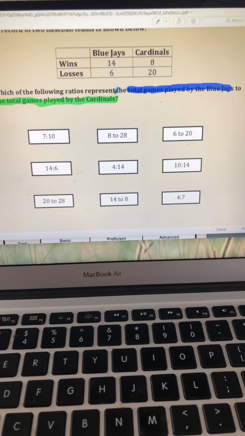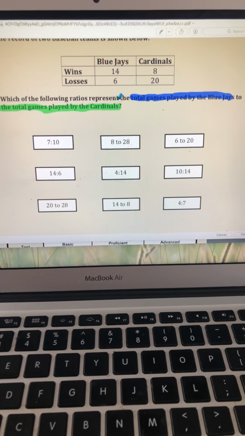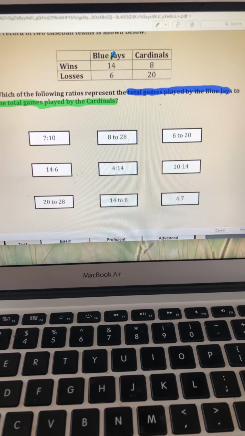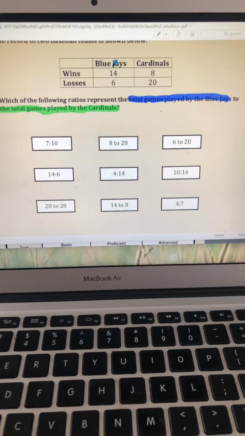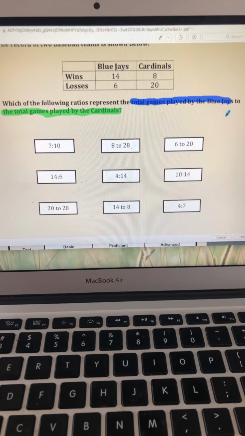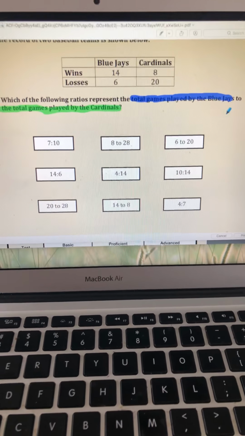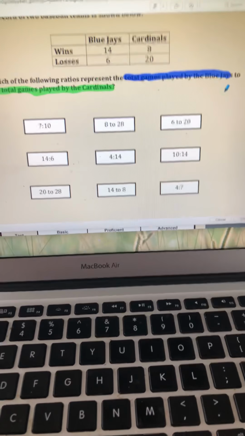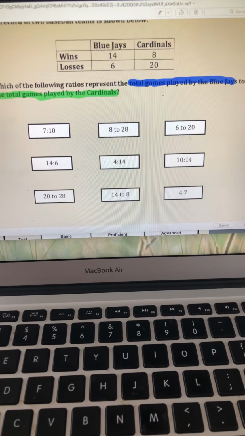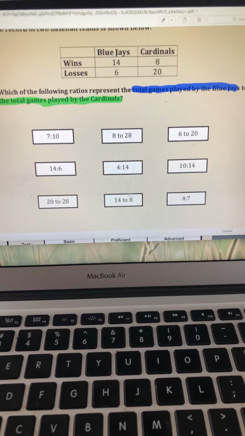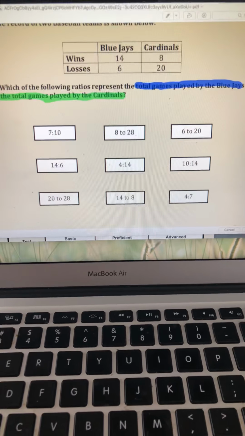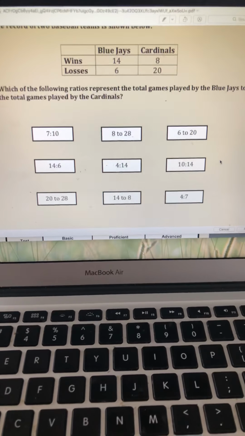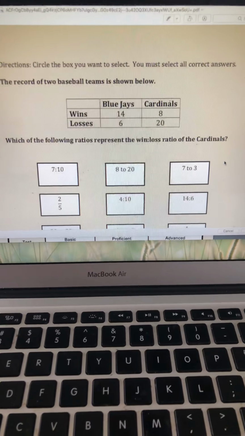So we're looking at the Blue Jays first, and this is the total games played by them to the total games played by the Cardinals. Once again, make sure that you find what the ratio is before it is simplified and what the ratio is after it's simplified, and make sure you do it in the order that the question is asking. And we'll go over one more here.